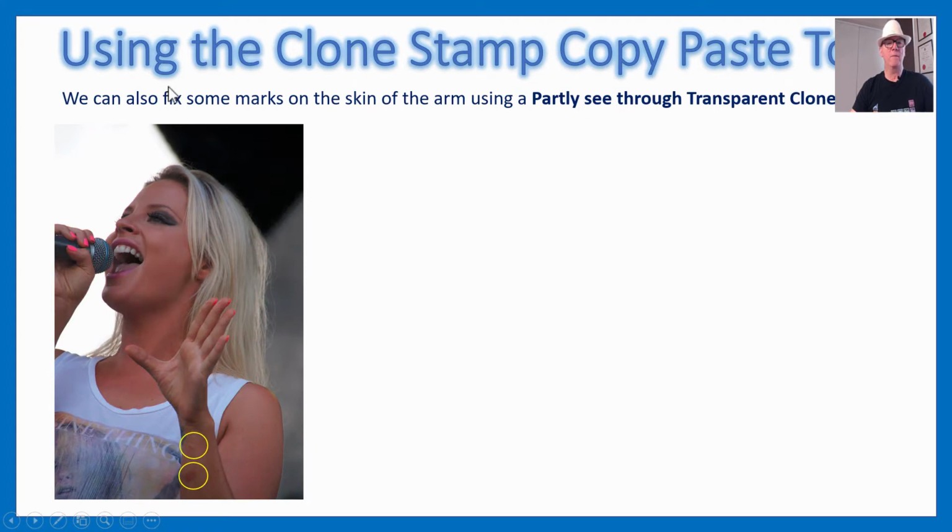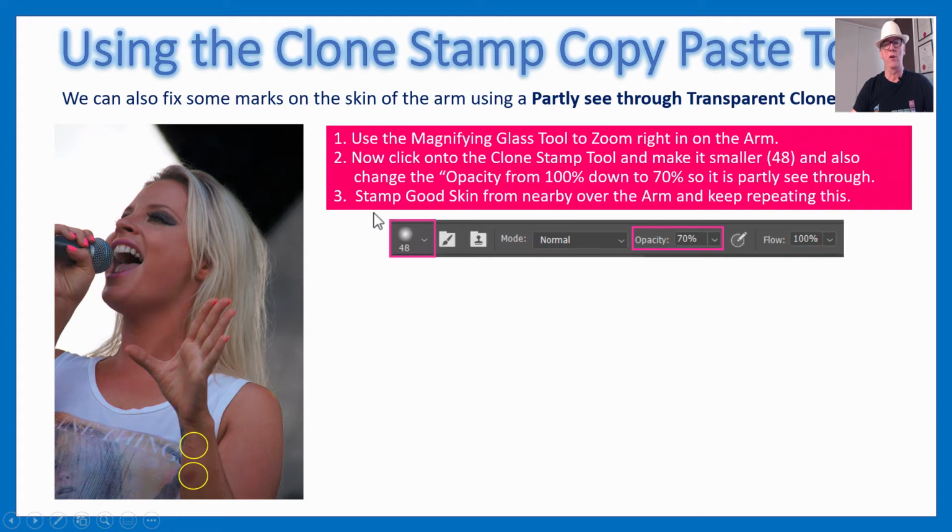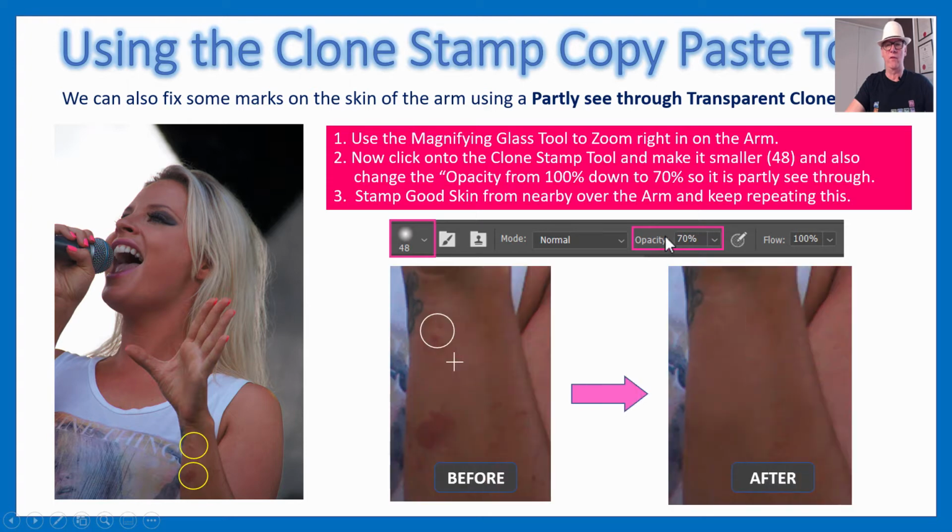All right, now there's also some marks on the skin of the arm down here, and we can fix those with the clone stamp, but if we use it full strength, it's going to make these big round circles on our arm, and that's not what we want to do. So we need to go to our settings up the top and just reduce the size down to about 48. And set the opacity to 70%, and then it's going to be partly see-through. Now you could use 50%, 60%, we've just decided 70%. Don't go higher than that, but we've made it slightly see-through, and that's going to make fixing the skin a lot better. You always need to bring the opacity down whenever you're fixing skin.